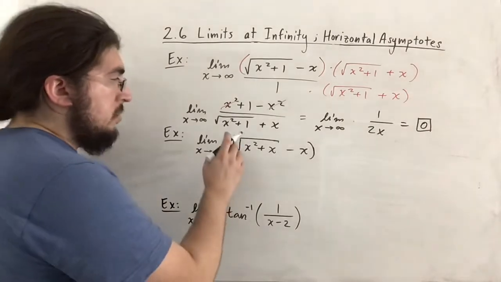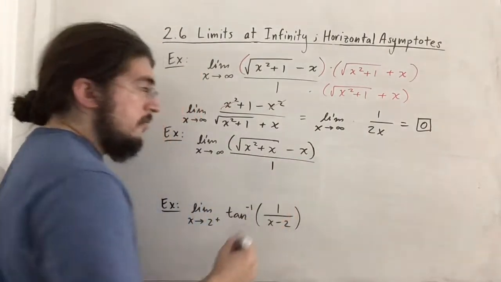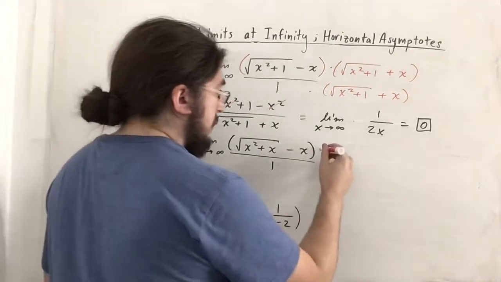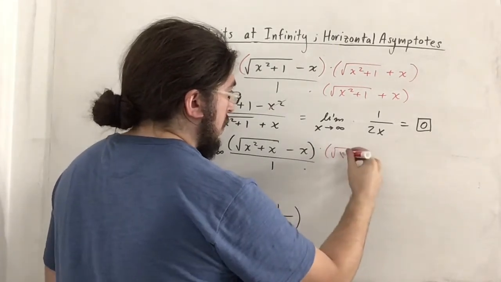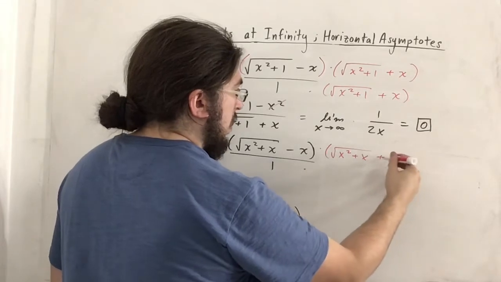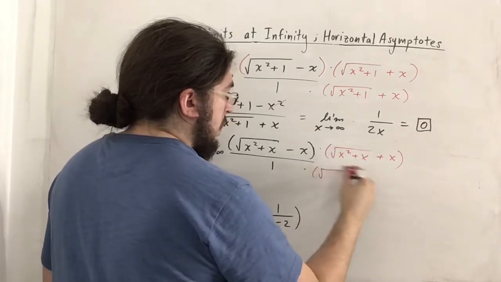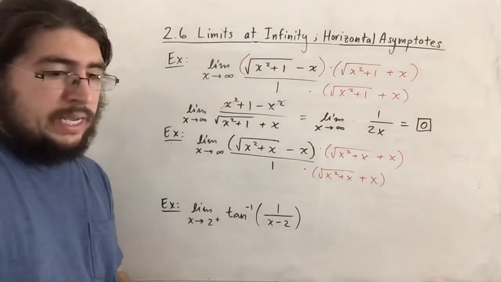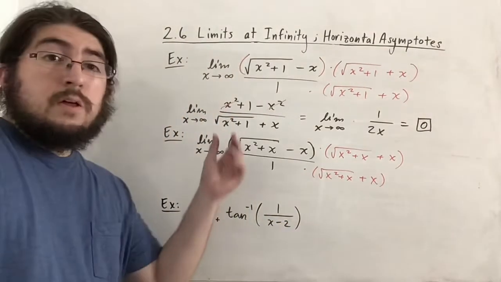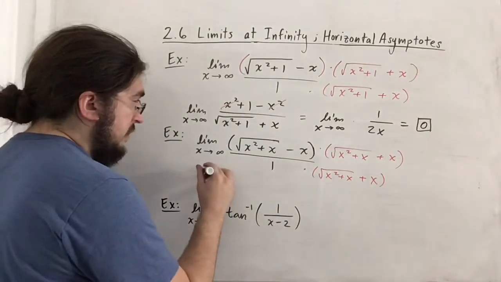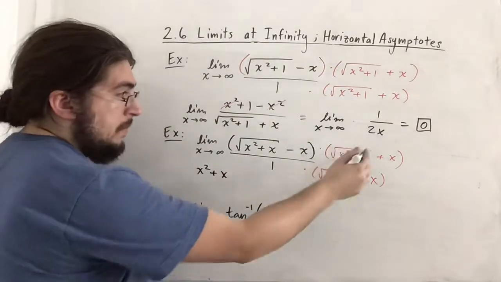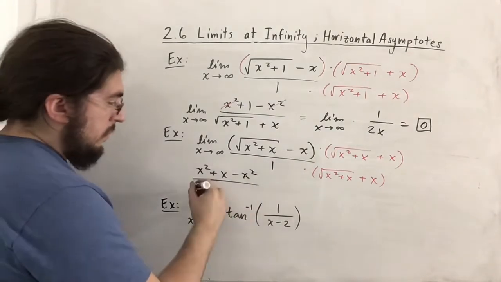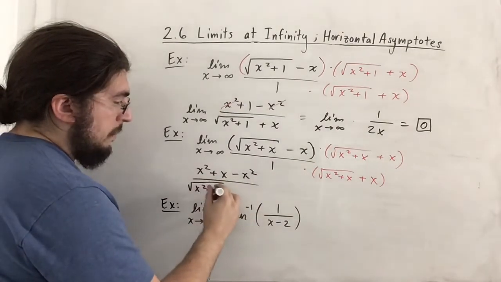So we're going to do the exact same thing. We're going to treat it as itself over 1, multiply top and bottom by the conjugate, and see what happens. Now when we do that again on the top, we get a difference of squares. The radical squared cancels the radical and just leaves you with x squared plus x, and then minus x squared, all over radical x squared plus x.